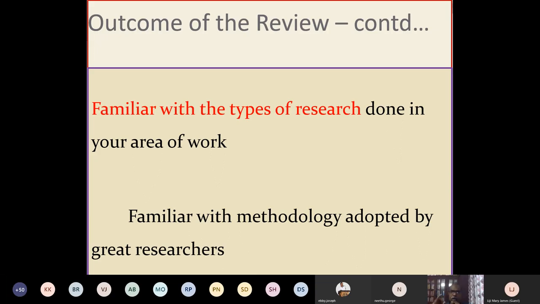You have a good understanding about the historical background of the study of the area in which you are conducting the research. You are familiar with the type of research done by similar or great researchers in your area. You know exactly what is the methodology that you can adopt.